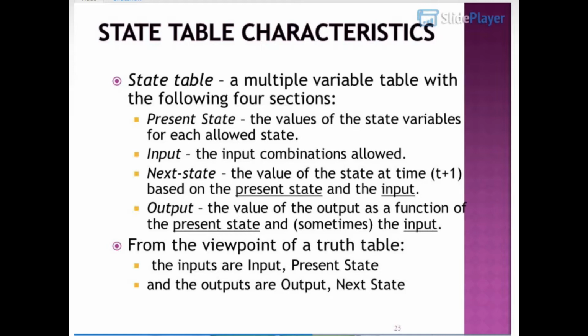State table, a multiple variable table with the following four sections. Present state, the values of the state variables for each allowed state. Input, the input combinations allowed. Next state, the value of the state at time t plus 1, based on the present state and the input. Output, the value of the output as a function of the present state and, sometimes, the input. From the viewpoint of a truth table, the inputs are input and present state, and the outputs are output and next state.